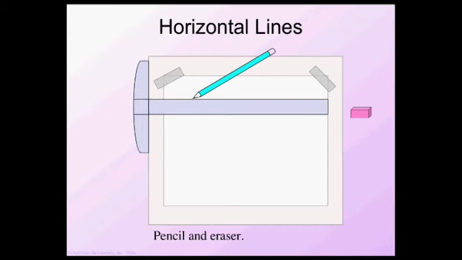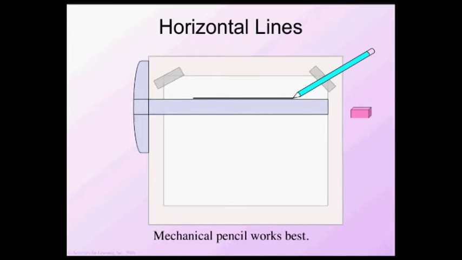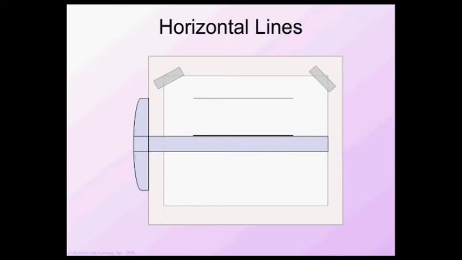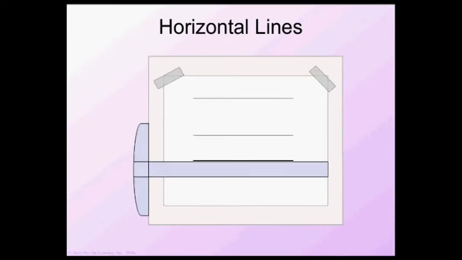So here's my pencil and eraser. And when you're using your pencil, a mechanical pencil works best because you can get such a fine point. You don't have to worry about keeping that point sharp with a regular lead pencil. So I always use a mechanical pencil. Here we're drawing horizontal lines. We're just using that T-square, moving it up and down to draw the lines.